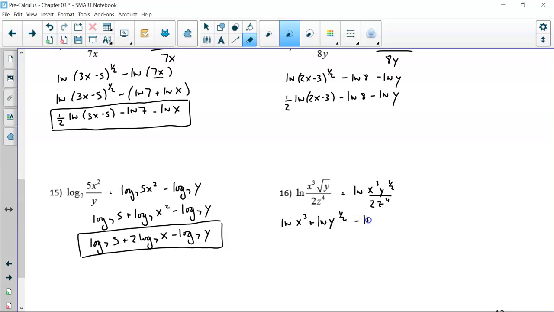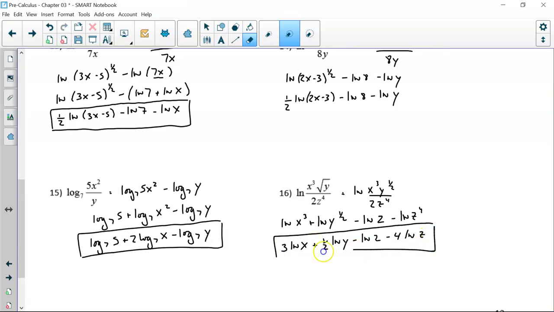Minus, because the denominator, natural log of z, that's a 2, minus the natural log of z to the 4th. I knew my top factors had a plus in front, the bottom factors had a minus. And now I'll just take care of my exponents. 3 natural log of x plus 1/2 natural log of y minus the natural log of 2 minus 4 natural log of z. That's expanding.